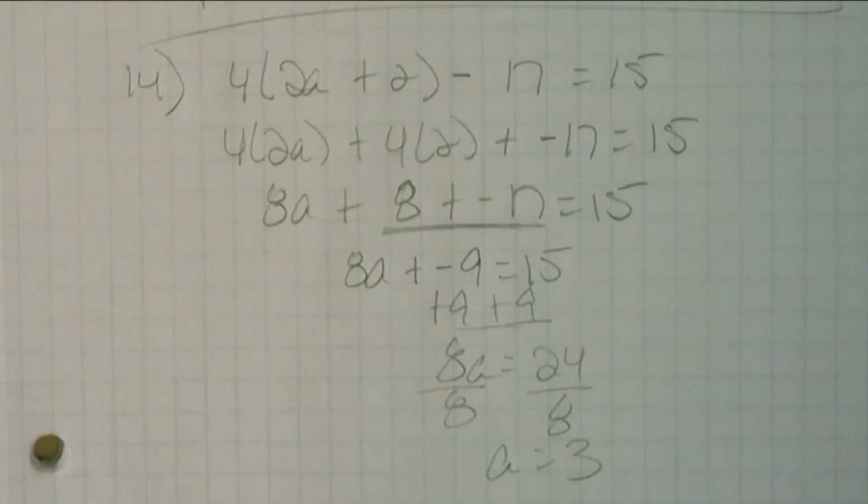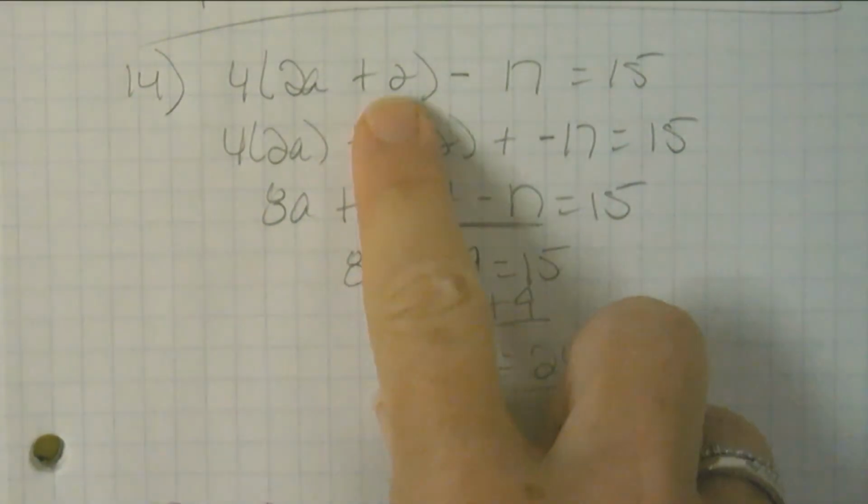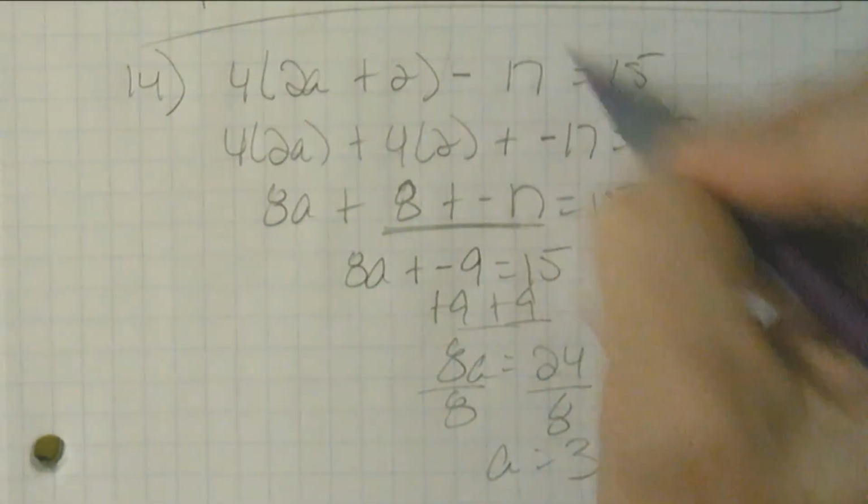Did you find your mistake? Yeah, it was minus 17, I put it as negative 17, and then I multiplied it. Okay, so here's the deal. If they want you to multiply by negative 17, that negative 17 would have been in parentheses.